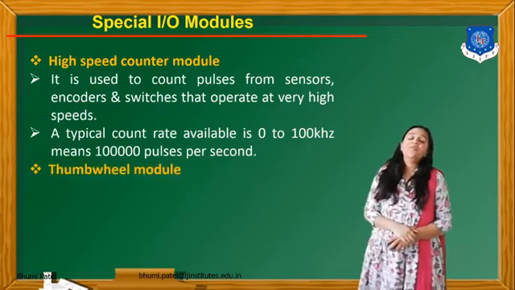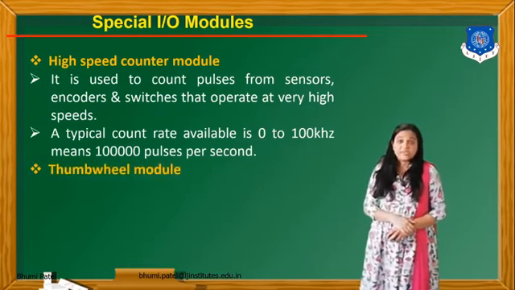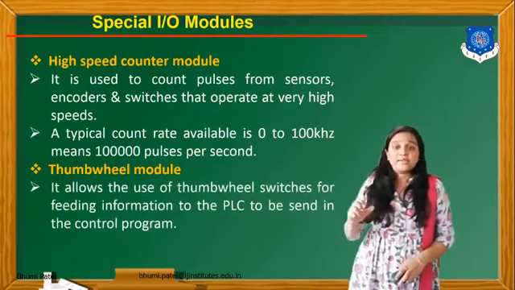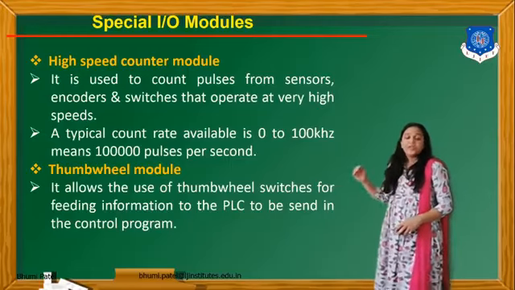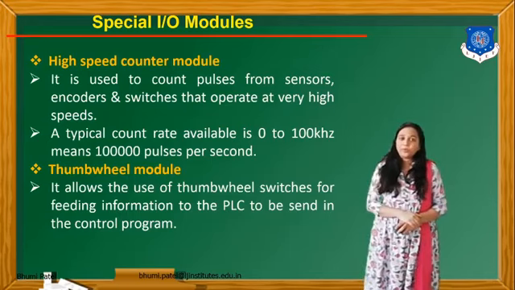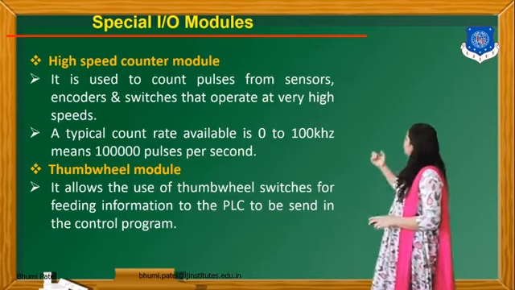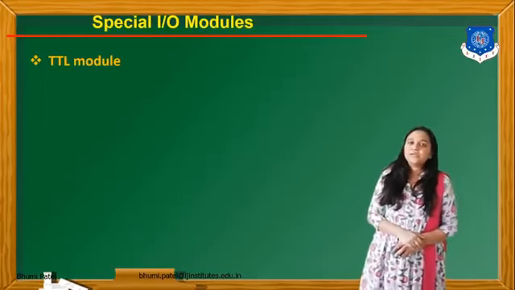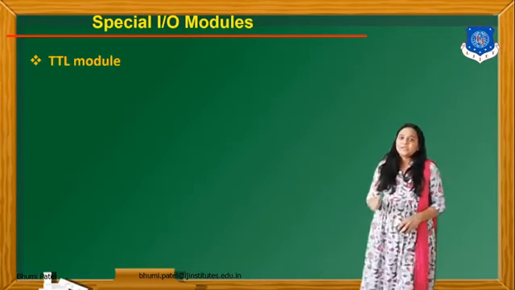The next one is the thumb wheel module. As you are aware of the thumb wheel switch, whenever we deal with the thumb wheel switch, at that time we can connect a thumb wheel module as an input module. So it allows the use of thumb wheel switch for feeding information to the PLC to be used in the control program. If we deal with a push button switch or on-off switch, at that time we can use a simple type of input module. But if we connect the thumb wheel switch on the input side, at that time we can use a thumb wheel module. Now the third one is the TTL module, transistor-transistor logic module.